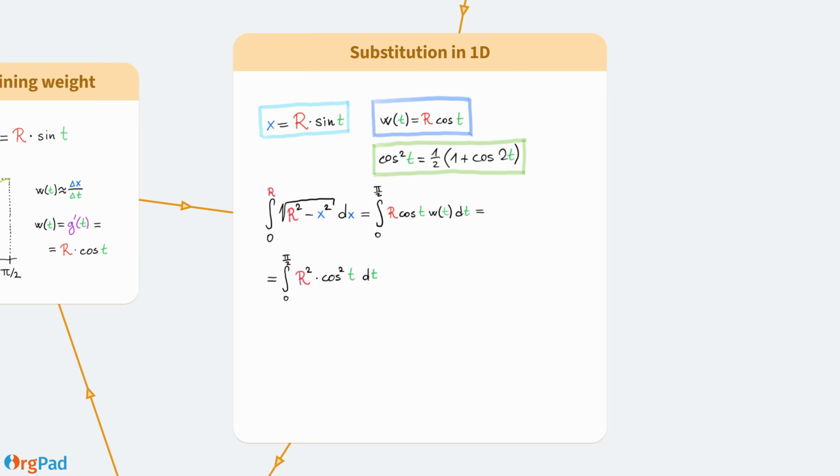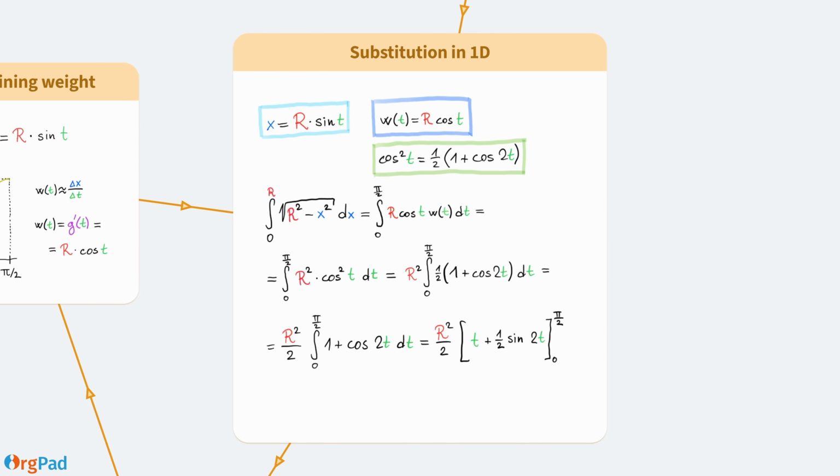We use this formula that relates cosine squared of t and cosine of 2t. After some steps, we get the primitive function t plus 1/2 times sine of 2t. By plugging in the integral range from 0 to pi over 2, the integral is equal to pi r squared over 4, which is the correct area of a quarter circle.